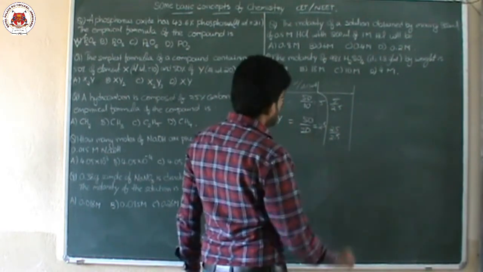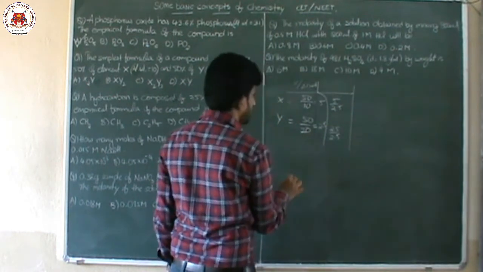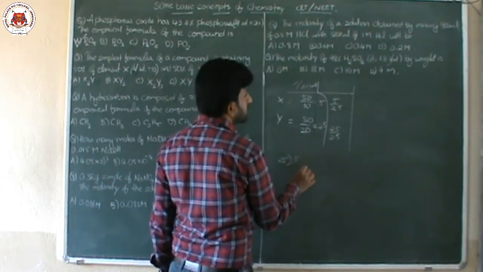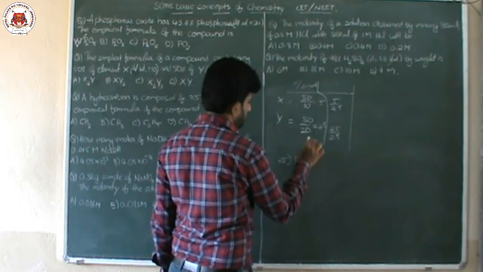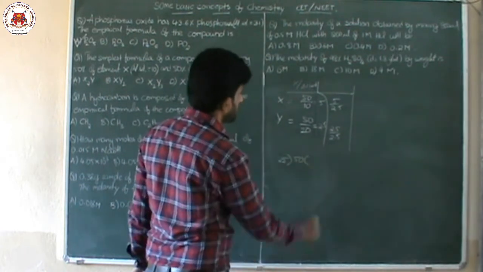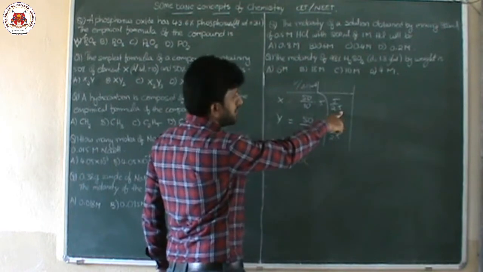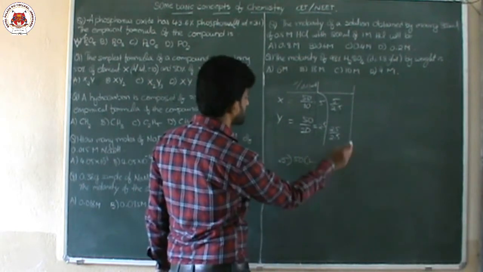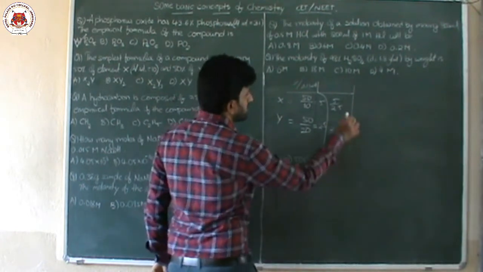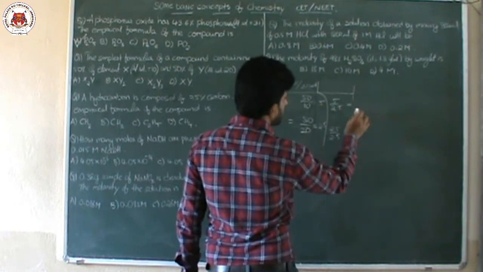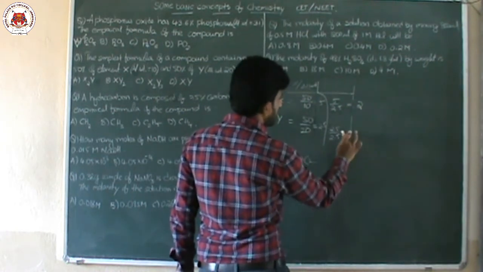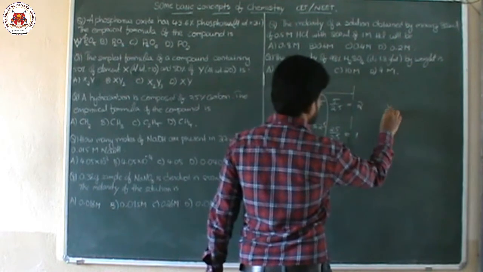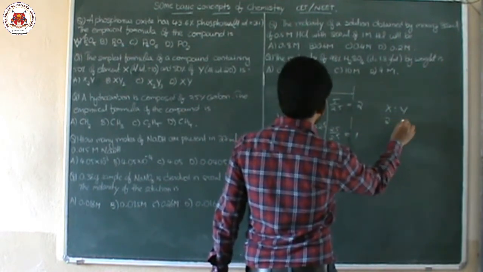Now 5 by 2.5: if I take this as 25 and this one as 50, why? Because this is 25 into 10 power minus 1, and minus 1 goes upside as plus 1. So 50 by 25 you can consider, and 50 by 25 is 2. So 5 by 2.5 is 2, and 2.5 by 2.5 is 1. That means X to Y is 2 to 1.